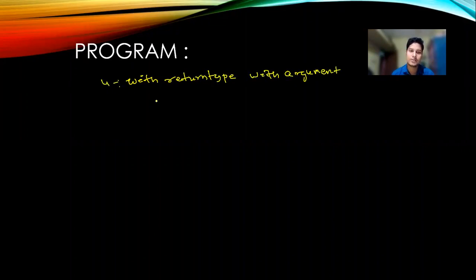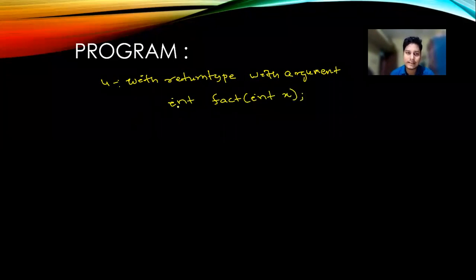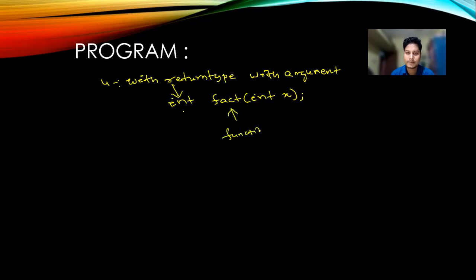Okay. So for example, int factorial fact argument int x semicolon. Here you can see this is the return type, this is the function name, and this is the argument. That means x is the argument. Okay. So taking this function, we will run a program and see how this type of function works.